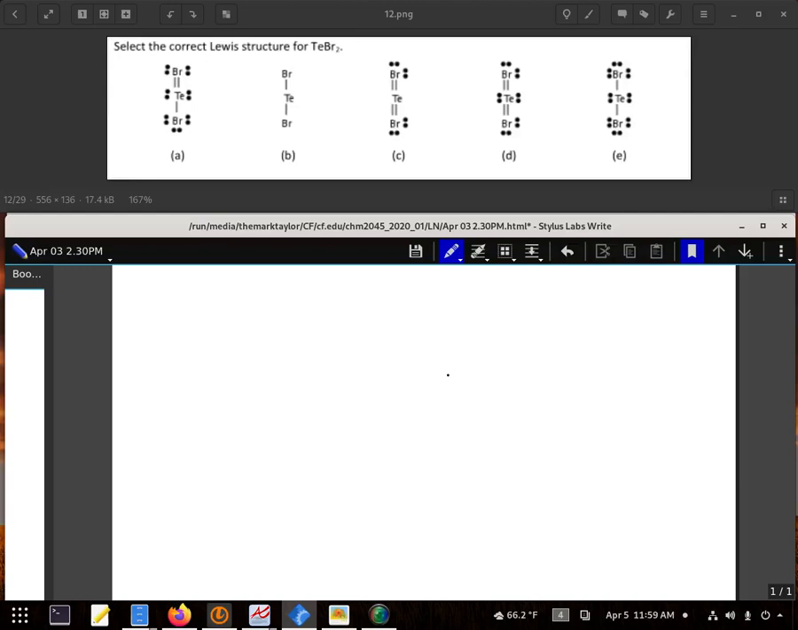All right, we want to select the correct Lewis structure for beryllium bromide. Checking our valence electrons, we see that B definitely doesn't have enough electrons, and neither does C. But A, D, and E are all possible. So we're going to start looking at each one of these individually, to see which one has the best arrangement and the best formal charges.